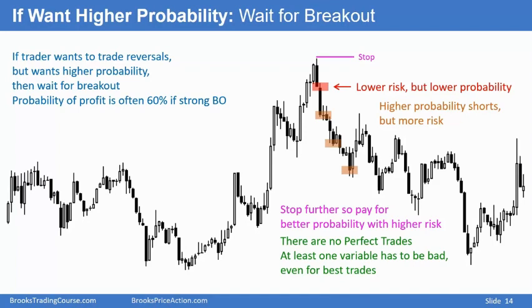Remember, there are no perfect trades. At least one variable has to be bad, even for the best trades. Risk, reward, probability, you cannot have all three in your favor. There's no such thing as a high probability trade with very low risk and very big profit potential. That cannot exist, because as soon as a trade started to approach perfection, everyone would take it and there would be no one left to take the other side of the trade, and the trade would fail.